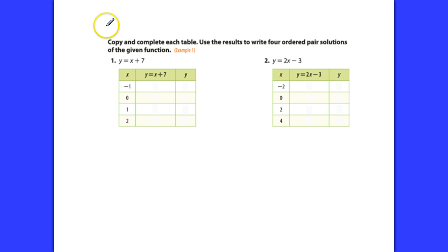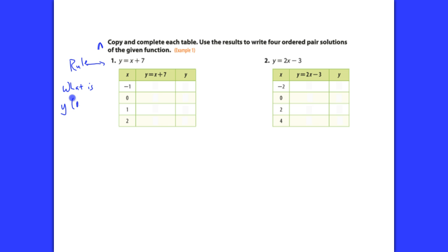Number one, let's just look at what's happening here. The first part, 1 and 2, the instructions are right here. Copy and complete the table and use the results to find ordered pair solutions of the given function. Here is the rule. The function rule in this case is y is equal to x plus 7. They've selected some values for x, and we're going to see what y is when x is that value.